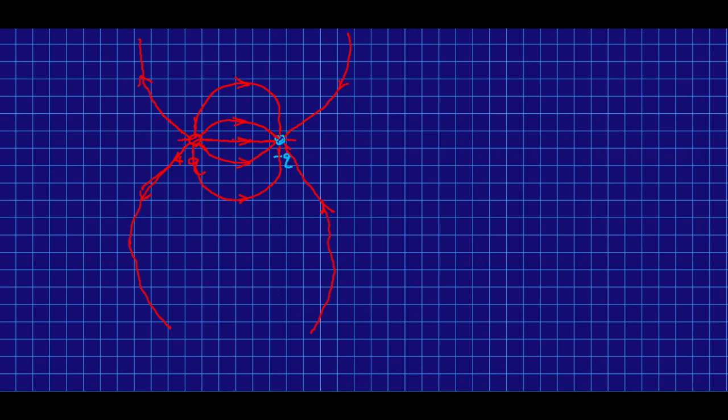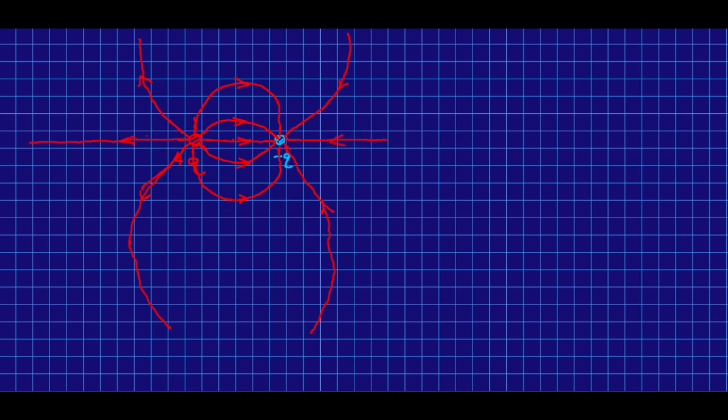And this line would go straight out, because everywhere on here there is a field pointing out due to the positive charge and a much weaker field pointing the other way due to the negative charge, and so the total electric field is to the left everywhere here, and so we just get a straight line, and there would be a straight line coming in here.